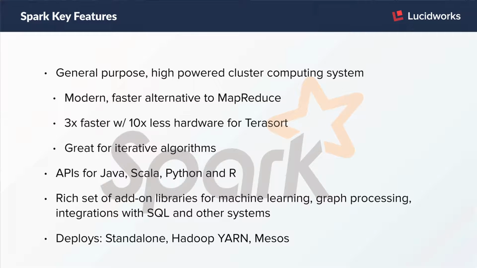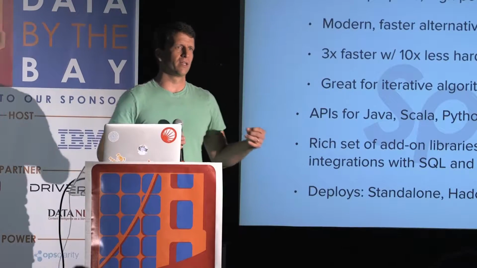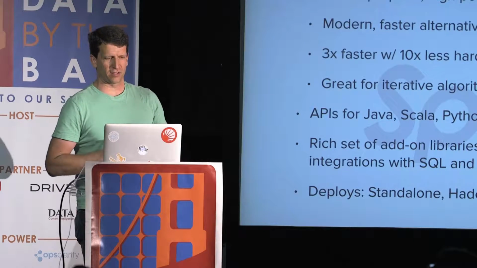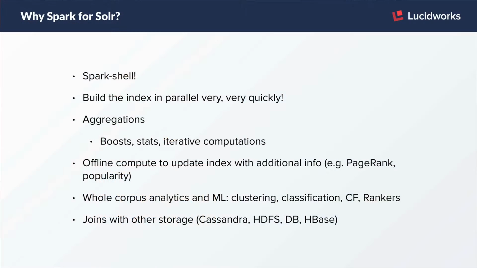Probably the most interesting thing when you start to think about search is this second to last bullet here around the tools for graph processing, machine learning, et cetera. These are often the tools that you need for the offline analysis of your content. So, part of the premise here is let's make Spark and Solr work together. What are some interesting things that we can do with that?